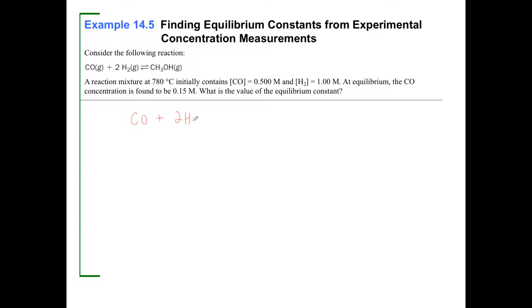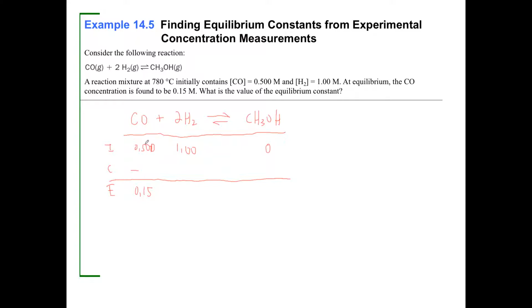CO, methanol, initial, change, equilibrium. Can you read my writing? And this is initially 0 because it says it contains these two, but it doesn't say anything about methanol, so it must be nothing there. It does contain this, though, 0.500. That's a 0. I'm going to go a little slower here. 1.00. And at equilibrium, it contains 0.15 molar of that, right?